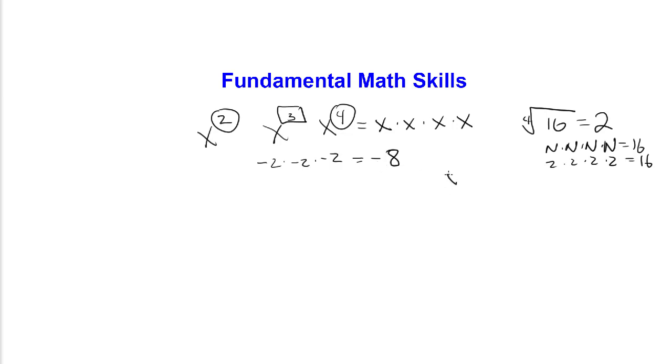Now, I can't have a square root of negative 4. That doesn't work. That's imaginary, right? But I can have a cube root of negative 8. That is, as we just saw, minus 2. That number multiplied by itself 3 times gives you the value in the radical, minus 8. So we have a difference between odd roots and even roots.